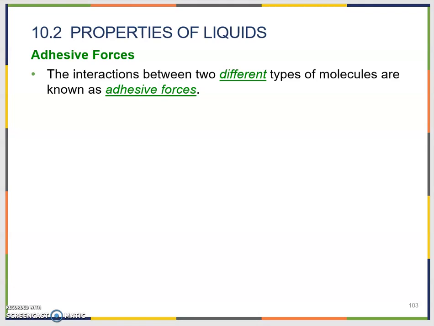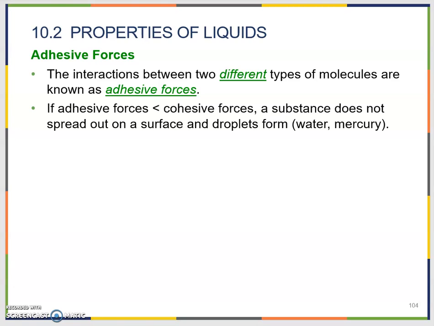Adhesion. The interaction between two different types of molecules are adhesive forces. So cohesion is between the same kind of molecule. Adhesion is between two different things. Often it's the liquid with its surface. So if adhesive forces are less than cohesive forces, the substance doesn't spread out on the surface. It would rather stay together with itself.